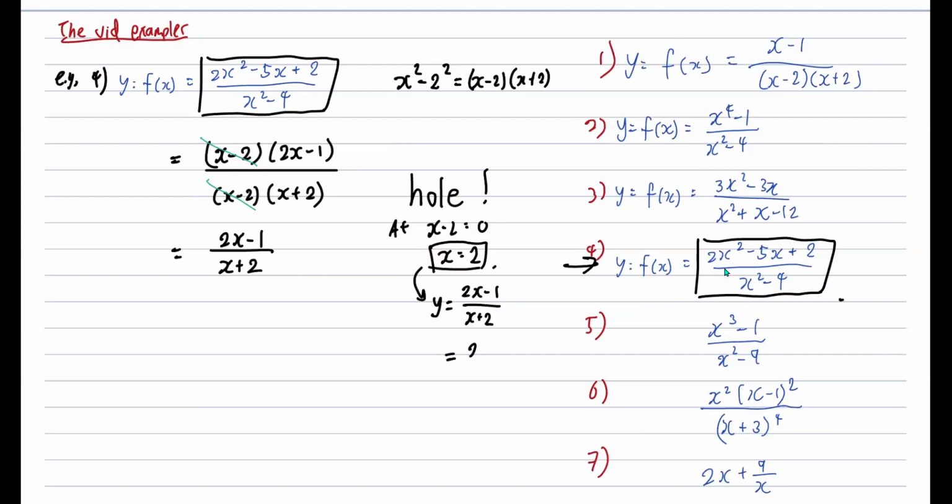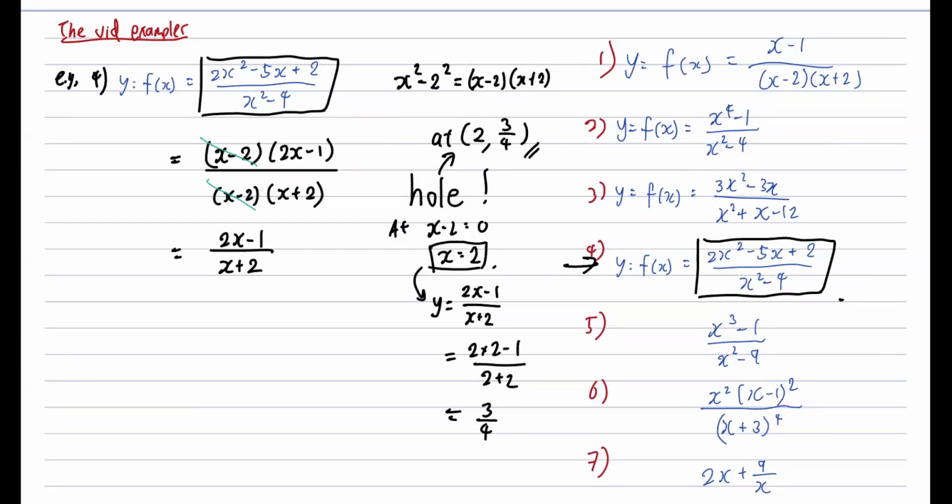Then this will be 2 times 2 minus 1 over 2 plus 2. That's just 4 minus 1, 3 over 4, right? So that means that we will have a hole at x equals 2, y equals 3 over 4, right? Then let's just draw the graph now.